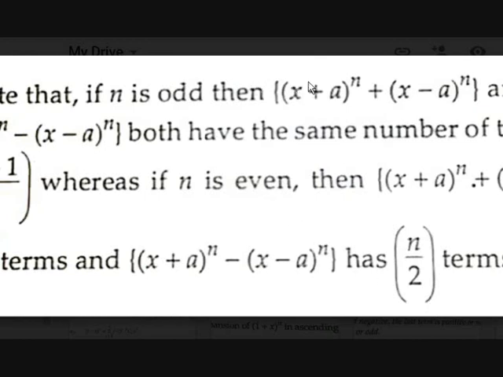Okay, if n is odd, then those two expansions we discussed before will have the same number of terms, which are equal to (n plus 1) by 2. Whereas if n is even, (x plus a) whole power n plus (x minus a) whole power n has n by 2 plus 1 terms, and the other has n by 2 terms. Now let's see the general term and some other topics.